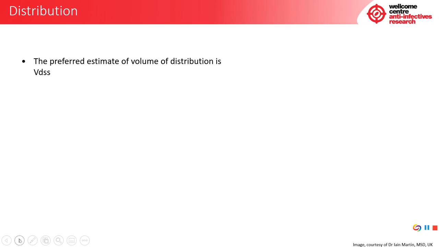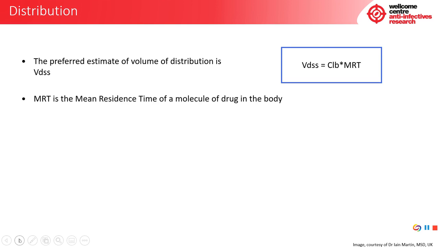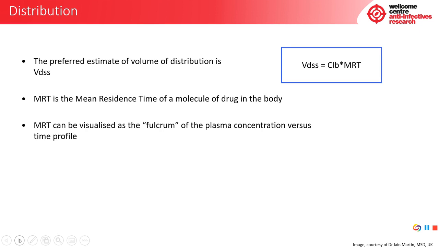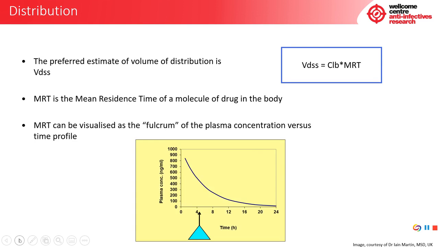The preferred estimate of volume of distribution is volume of distribution at steady state, which is a product of the clearance in blood or clearance in plasma multiplied by the mean residence time. The mean residence time is the average time a drug resides for in the body. MRT can be visualized as the fulcrum of plasma concentration versus time profile. So it's the average time that the drug resides for in the body.